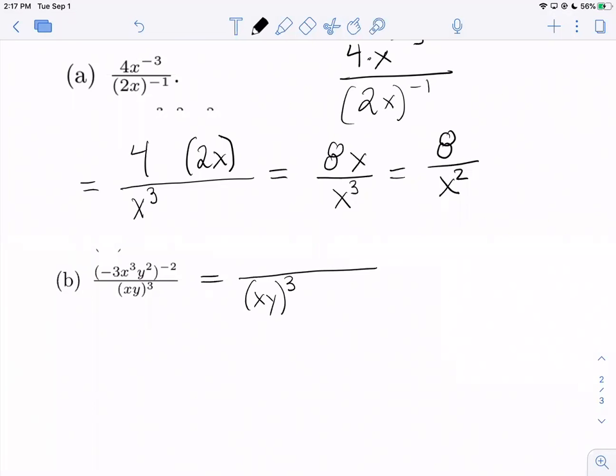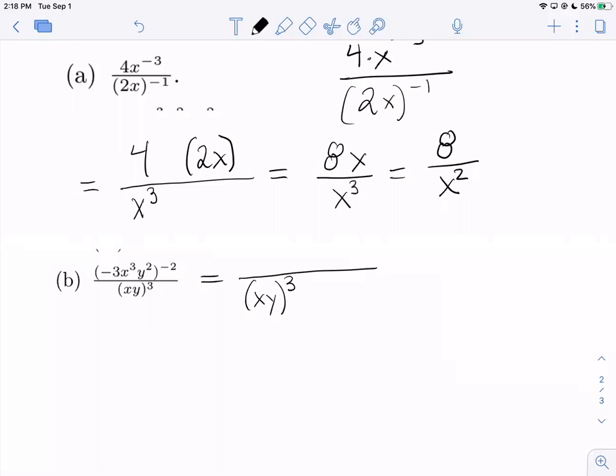But the numerator is interesting. It's got that -2 exponent, so maybe I can just bring that whole expression down, like if this was just a simple expression, you just bring it down and square it in the denominator. So I'm going to bring it down.